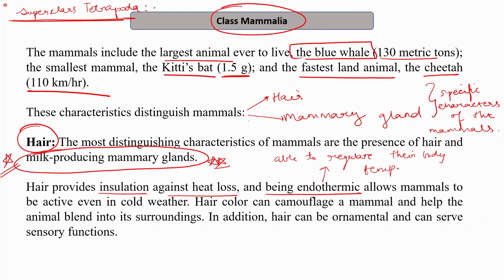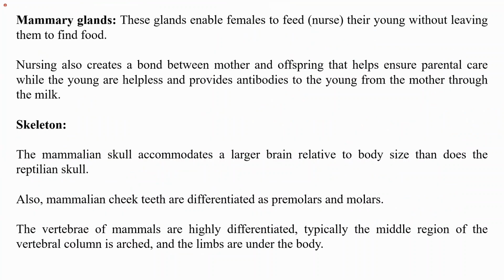Being endothermic allows mammals to be active even in cold weather. Hair color can camouflage a mammal and help the animal blend into its surroundings, therefore helping in protection from enemies. In addition, hair can be ornamental and can serve sensory functions. So there are various functions of hair present on the mammal.